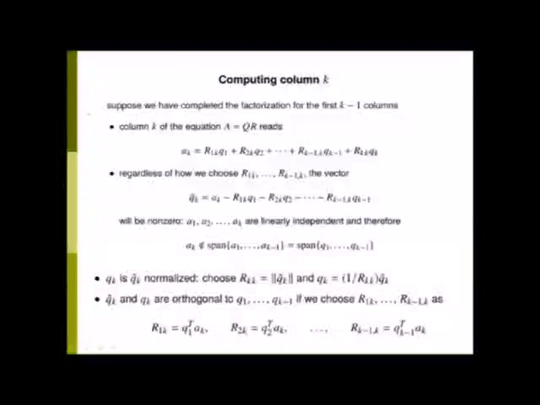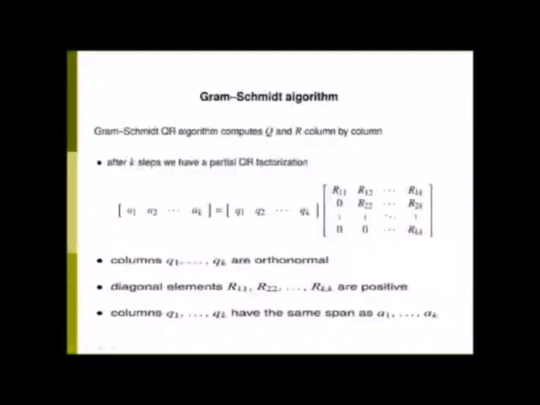Now coming to the Gram-Schmidt QR decomposition. This algorithm computes Q and R column by column. After k steps, we have a partial QR factorization, indicated with the equation [a1 to ak] equal to [q1 to qk] times [R1 to Rk]. Columns q1 to qk are orthonormal. Diagonal elements R11, R22 to Rkk are positive. Columns q1 to qk have the same span as a1 to ak.